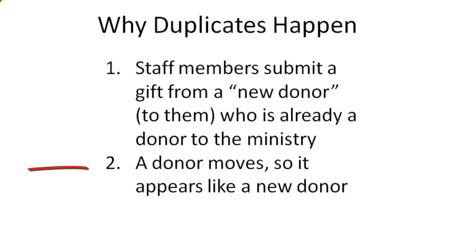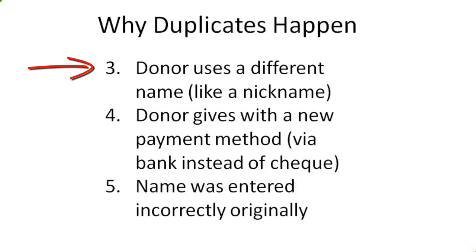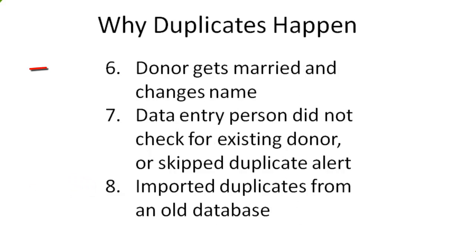the past. Number two, sometimes a donor moves and appears like a new donor in your list because they have a different address. This is especially common in countries where you have last names that are very common among people. Number three, sometimes a donor uses a different name, like a nickname. Number four, sometimes a donor gives with a new payment method, such as giving a new gift by the bank instead of a check. Number five, sometimes the name was entered incorrectly originally, and so it does not appear as a duplicate when added in the future.